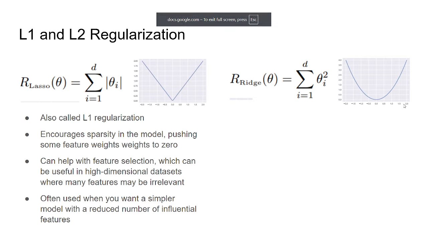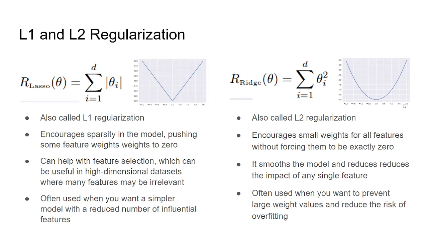Yeah. So in L2, instead of taking the absolute value, you are taking the square value. Since you are taking the square value, your parameters will not be pushed to exactly zero. Only their weights will be reduced. You're not going to push the weights to zero, but you're going to ensure smaller weights. As a result, your model will become more smooth. It will reduce the impact of any single feature, since you are reducing the weights of features.